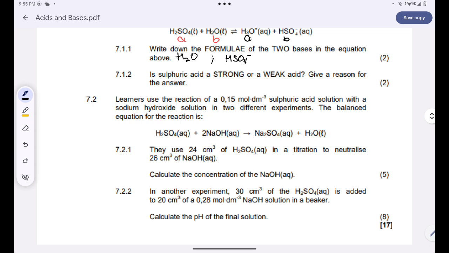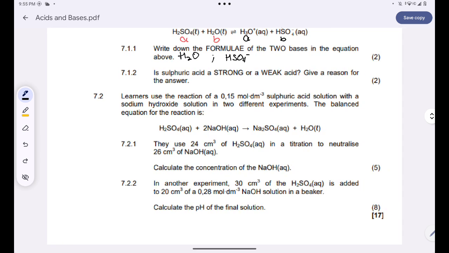They said they use 24 cubic centimeters to neutralize the base. That means there's complete neutralization in the first experiment. So we can simply use our titration equation: Ca multiplied by Va over Cb. The concentration of my acid, I know that's 0.15. The volume that they use is 24 cubic centimeters. And the concentration of my base, that's what I want.